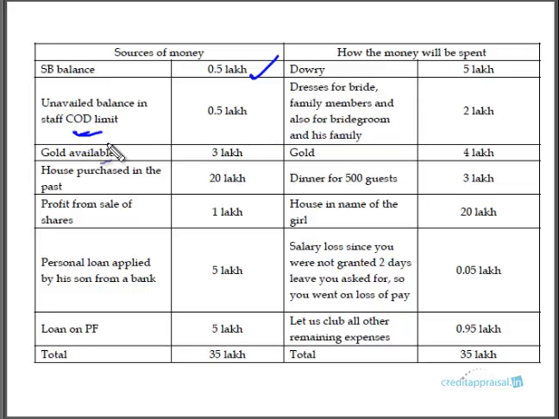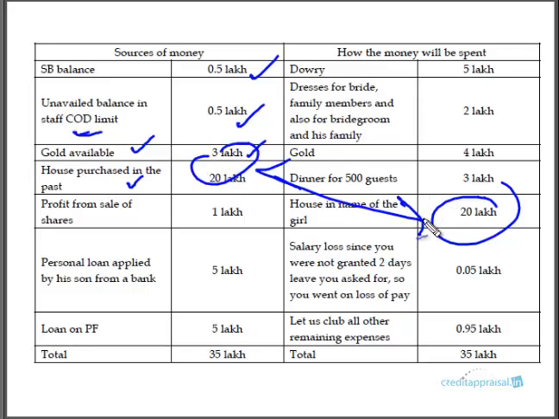He's a staff in a bank, so he has a COD limit. So there's some unavailable balance, so another 0.5. Some gold is available, so that is 3 lakhs. He already purchased the house in the past, right? So basically this will go directly here. So he has a house already purchased. Maybe he'll just transfer it in the name of his daughter. So this 20 need not be purchased, in the sense that we did not arrange for funds. This is already available. Anyway, there's some shares he has in his name, which he's planning to sell.